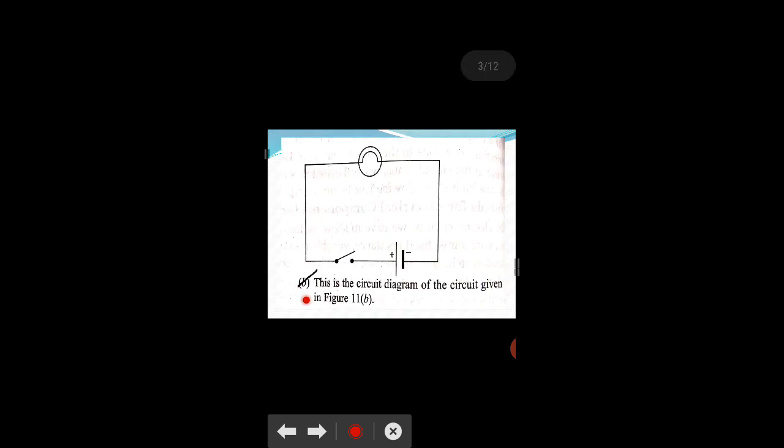The circuit given in the next figure, figure B, is broken. Why? Due to a gap because of the open switch. So no current flows in the circuit and the bulb goes off. The electrons cannot flow in the circuit due to the gap produced by the open switch.